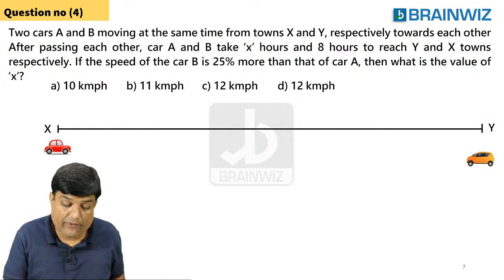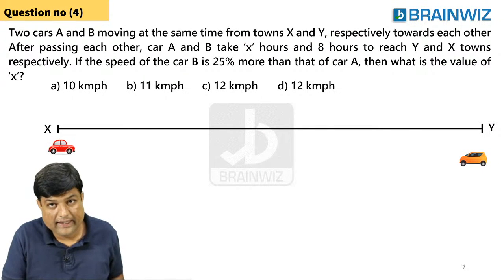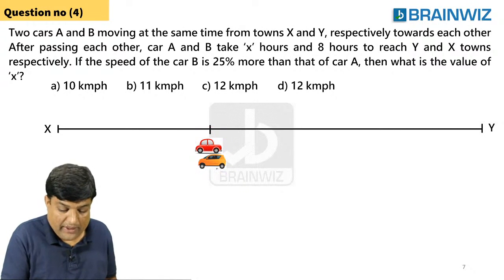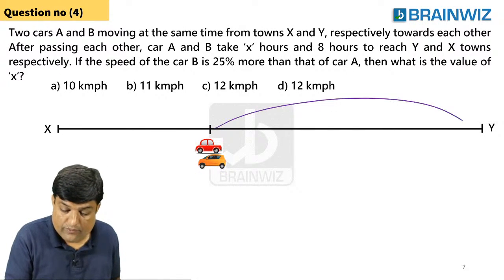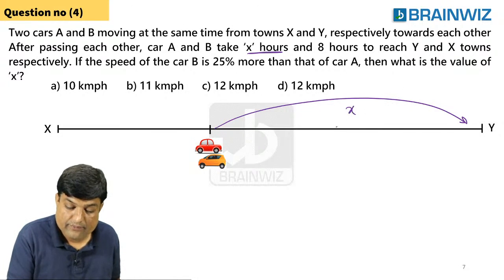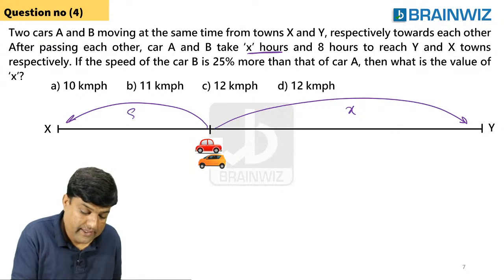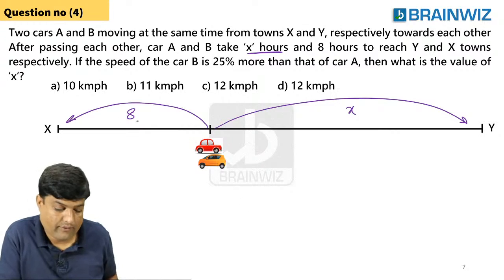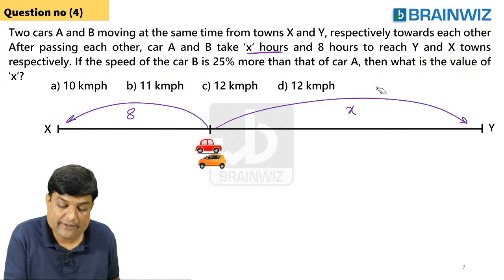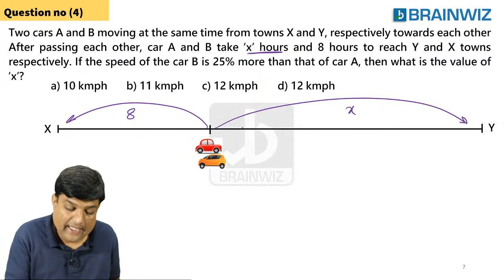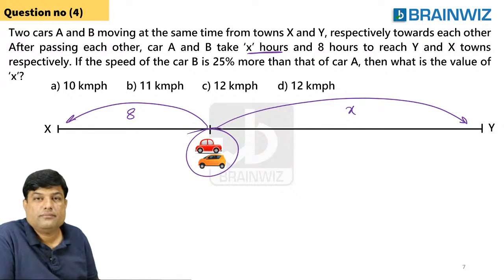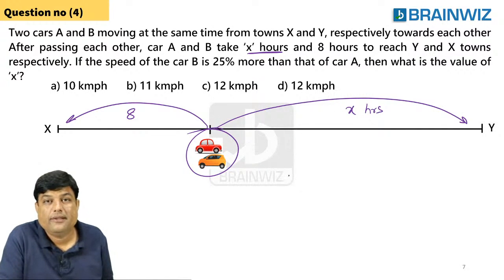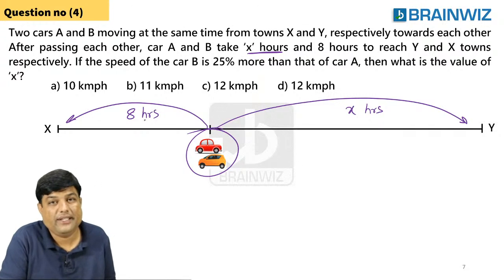Two cars started from town A and town B towards each other. Like this, they have started and they met somewhere over here. After they meet, the first car took how much time, guys? X hours. And the second car took 8 hours. This X hours is not from the start to the last point. This X hours is after meeting. The first car took X hours to reach the other end. After meeting, the second car takes 8 hours to reach the other end.